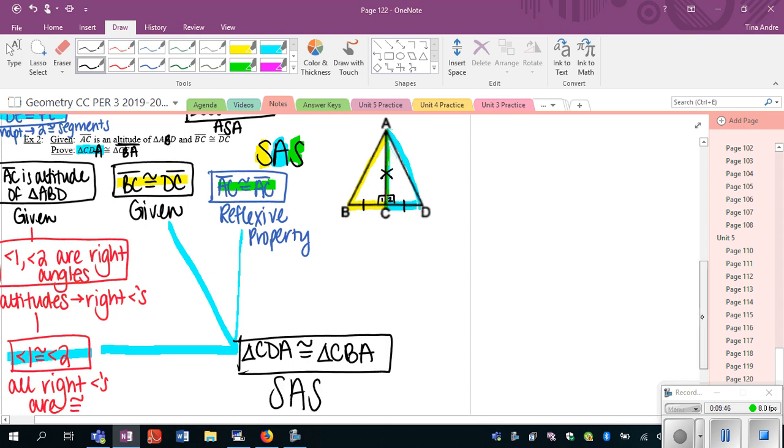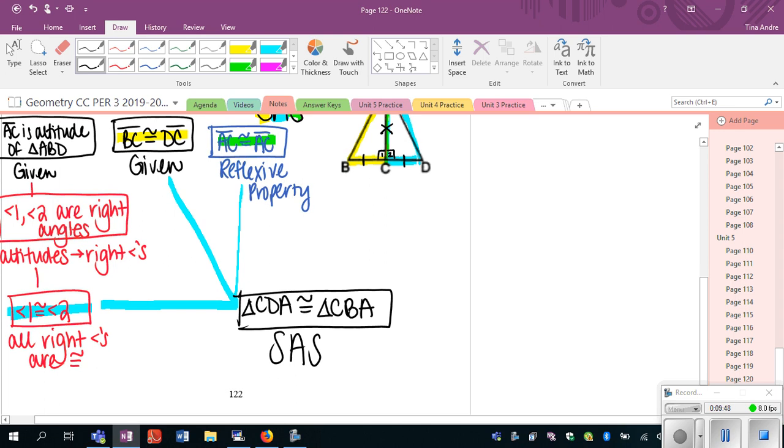And that's it. So really the proofs are the same. It's just now we have some additional reasons that we can use within these proofs. So go ahead, write some key ideas down and try the check your understanding problems.